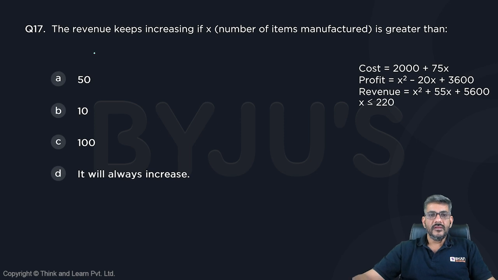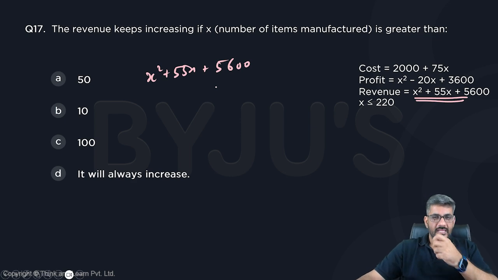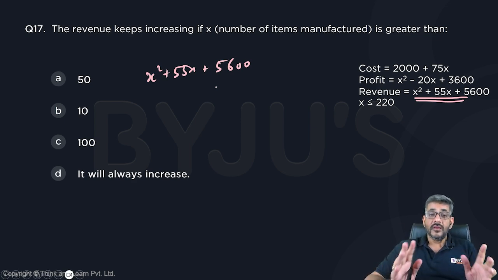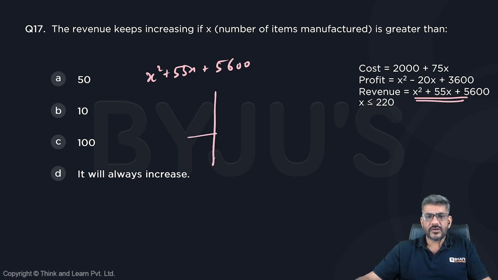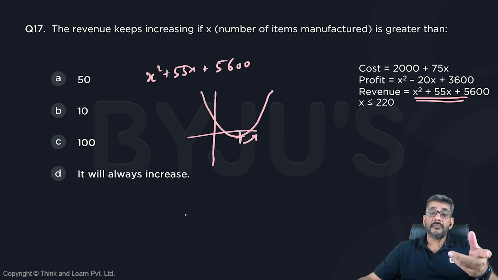What does it say? The revenue keeps increasing if x is greater than what? Right? Now, revenue is x square plus 55x plus 5600. Point is, when would it keep increasing? That means there is a quadratic function, and when would the quadratic function keep increasing? If you look at the graph of a quadratic function, it keeps increasing after the value at minima, that is at minus b by 2a, after which it keeps increasing.